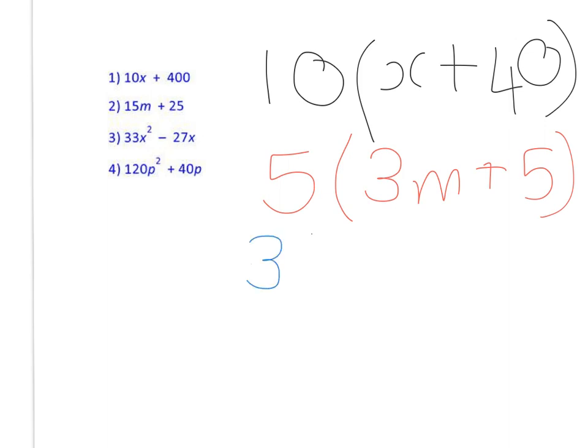Now I've got to look at common letters. I've got x squared and x. There is a common factor there. X squared, remember, means x times x. And we have x in the other term, so the highest common factor is in fact 3x.